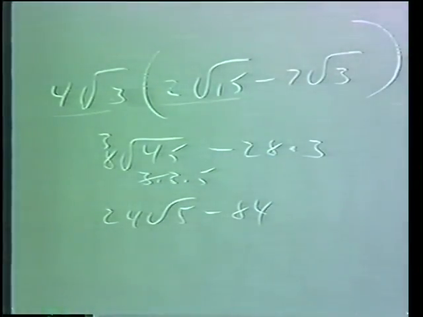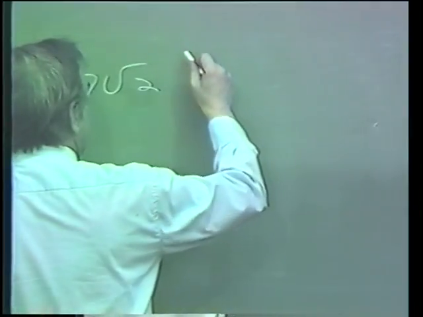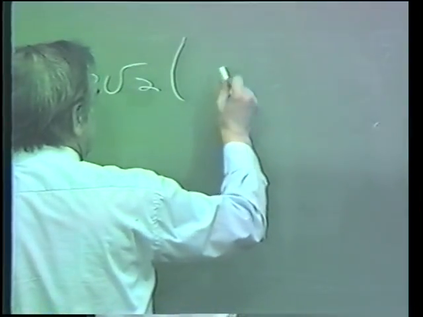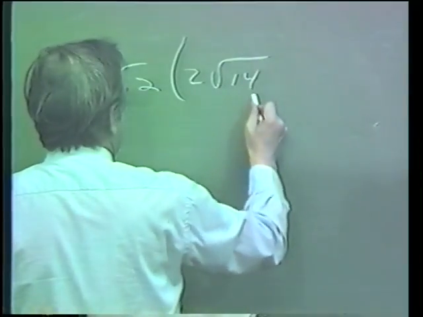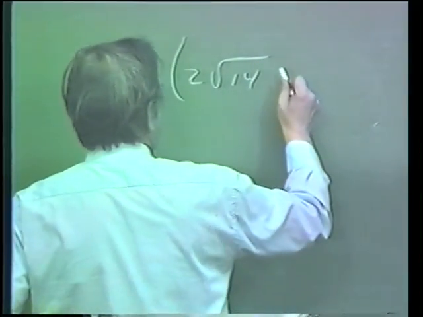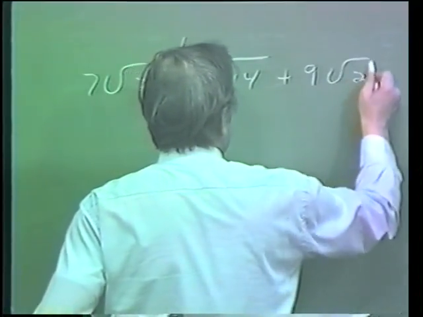Okay? Let's try this one. 7 square roots of 2 times the quantity 2 square roots of 14 plus 9 square roots of 2.